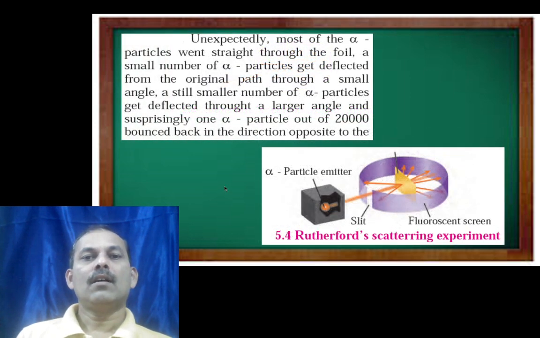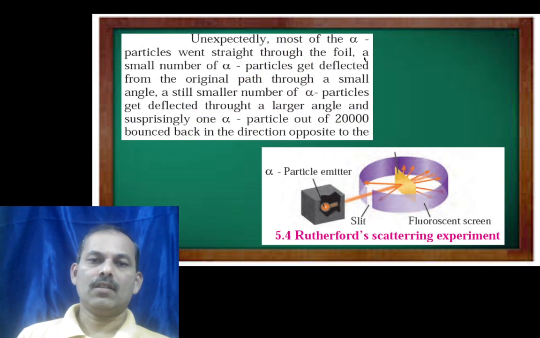Unexpectedly, most of the alpha particles went straight through the foil. A small number of alpha particles got deflected from the original path through a small angle. A still smaller number of alpha particles got deflected through a larger angle, and surprisingly, one alpha particle out of 20,000 bounced back in the direction opposite to the foil.